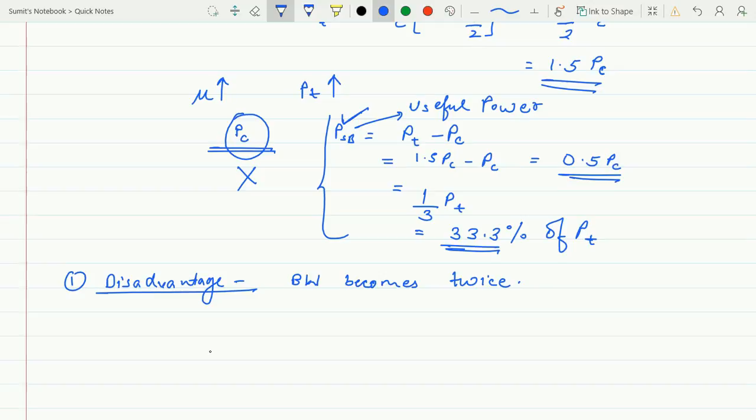The more bandwidth it takes, the more it will increase the cost, and it will decrease the number of users it can accommodate. So you will always want to keep bandwidth minimum, but in AM you are seeing it becomes twice. And the second disadvantage we saw just now is that the useful power is very low, or there is wastage of power in the form of carrier. If you are transmitting the carrier, you are certainly going to have some wastage of power, because that is not the useful part. The useful part is only the sideband power.